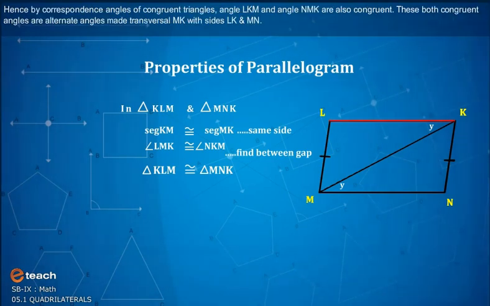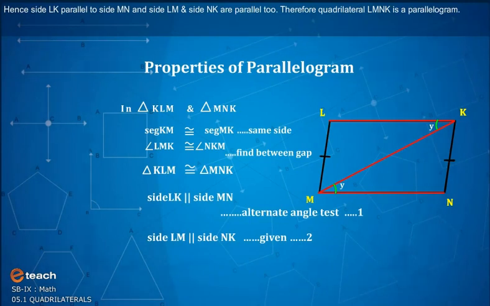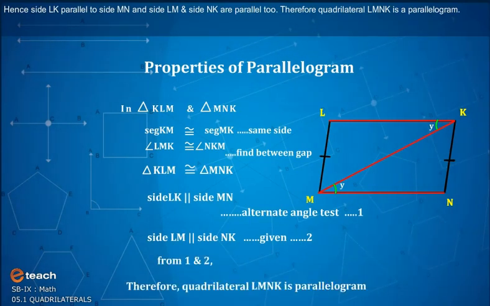Hence, by corresponding angles of congruent triangles, angle LKM and angle NMK are also congruent. These two congruent angles are alternate angles made by transversal MK with sides LK and MN. Hence, side LK is parallel to side MN, and side LM and side NK are parallel too. Therefore, quadrilateral LMNK is a parallelogram.